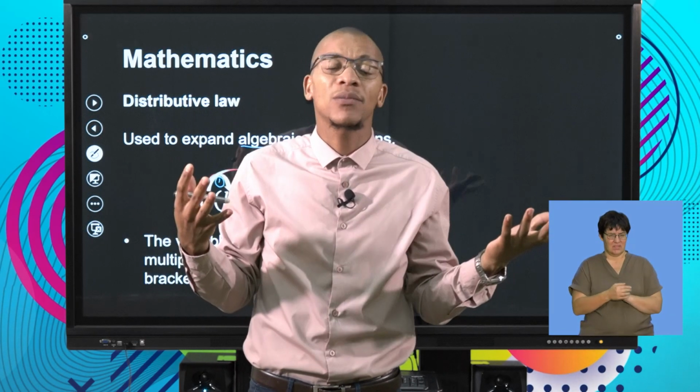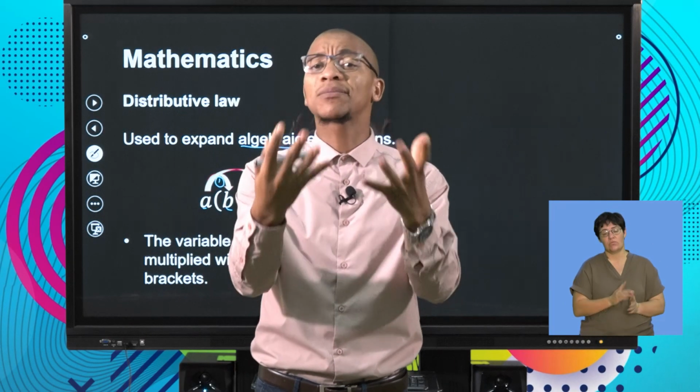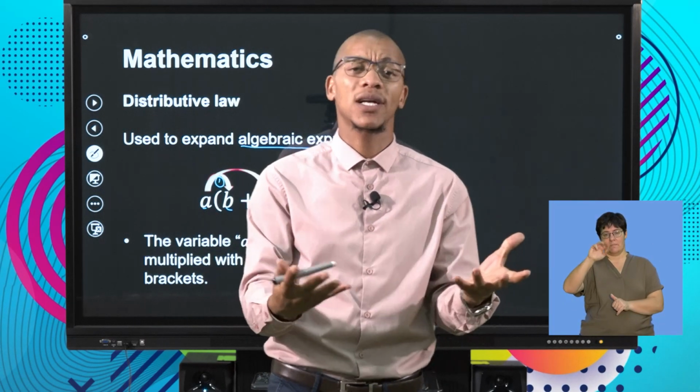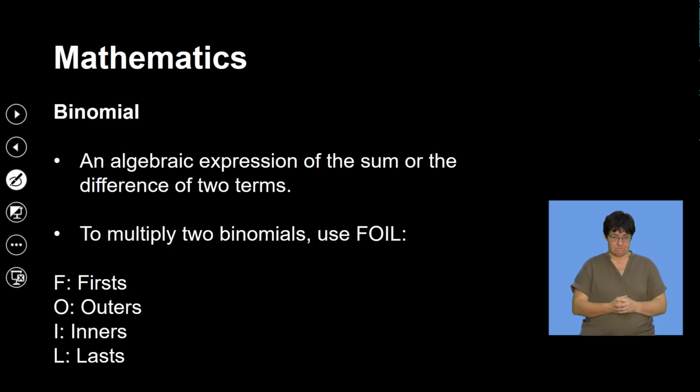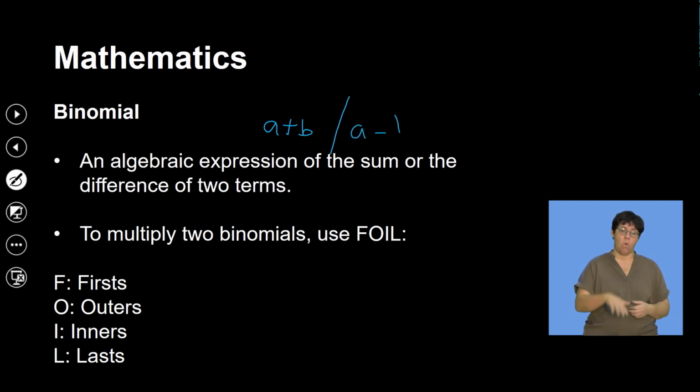That's how we remove the brackets after all, just to follow that BODMAS that we've been learning when it comes to algebra. Also, the variable A is distributed, as I just said, and this is done by multiplication. Now, a binomial will be an algebraic expression of the sum or difference of 2 terms. So this will be either A plus B or A minus B. That's what a binomial is about. It's when we have 2 terms.